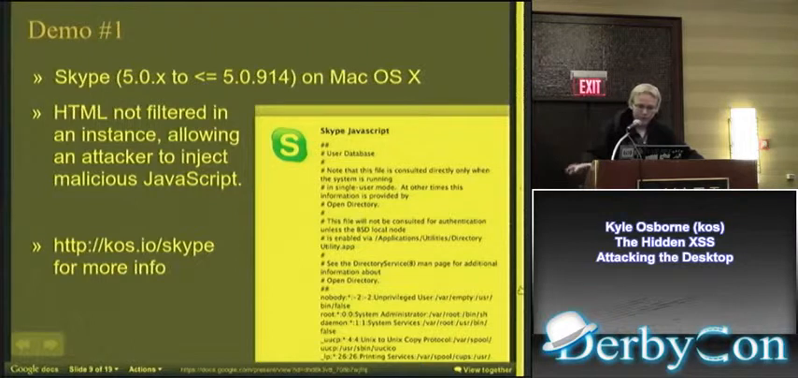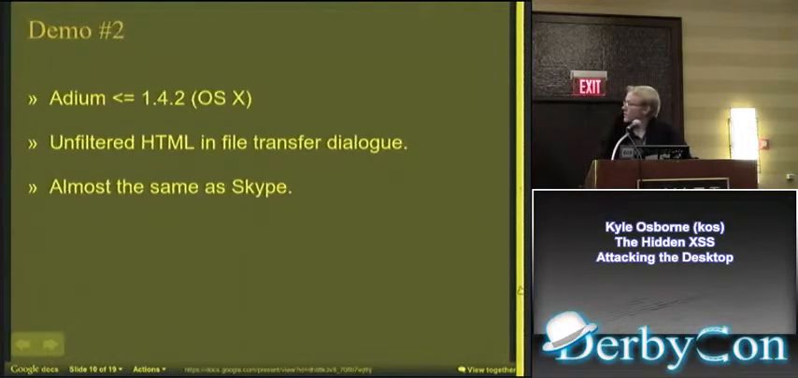So we'll go immediately. It's demo one. In a little bit will be Skype, and those versions are the ones that are vulnerable. It was fixed about 3-4 months ago, pretty quickly after it was discovered. You can go there for some more information. I have more screenshots and examples at cause.io/Skype. We'll go to number two.